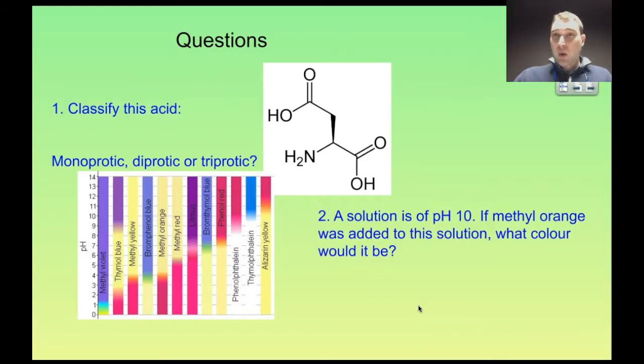So now I've got a couple of questions for you. So look at this acid here. I want you to classify it as either mono, di, or triprotic. My second question is, a solution is at pH 10, methyl orange indicator is added, what colour would that solution be?